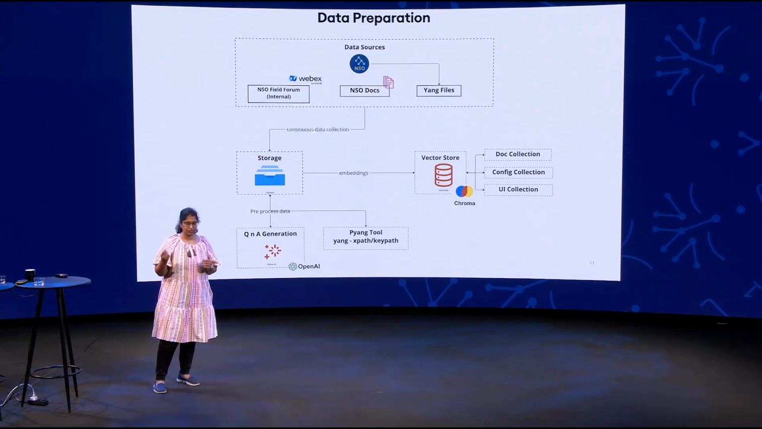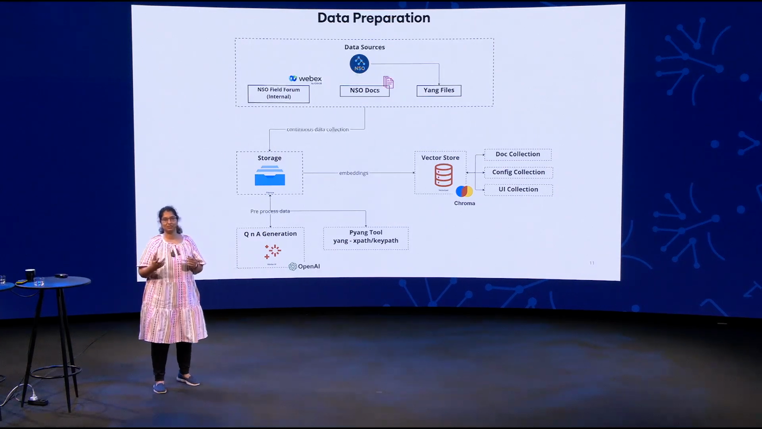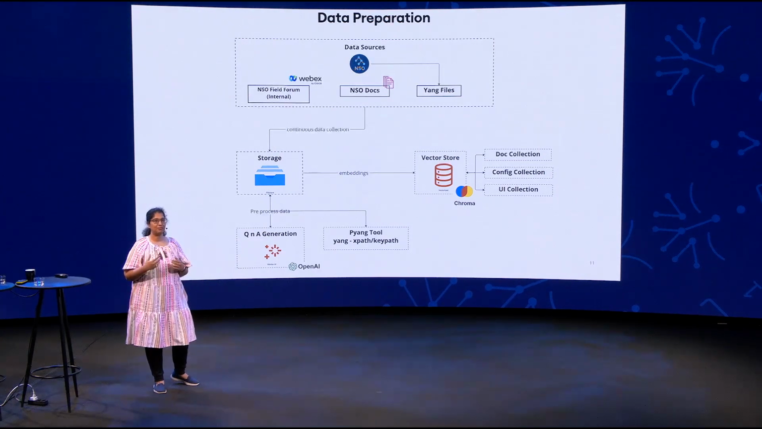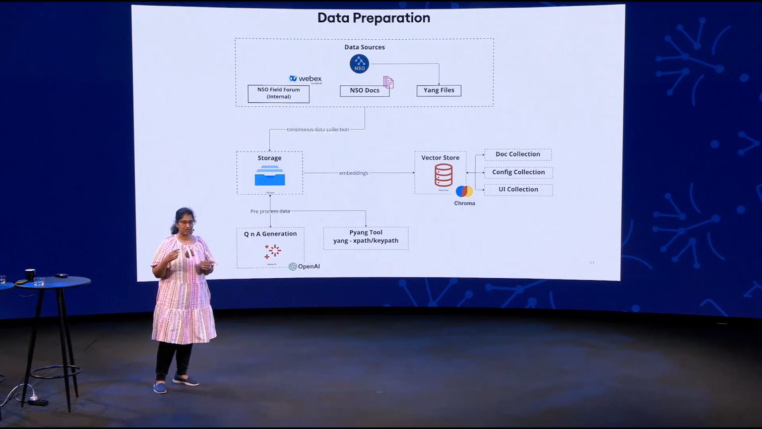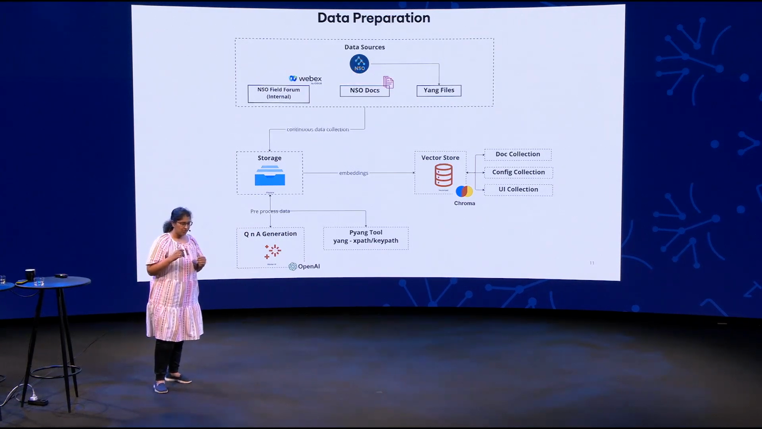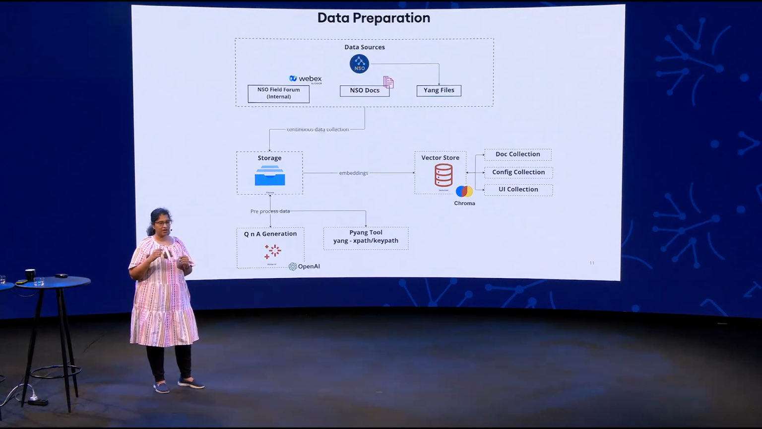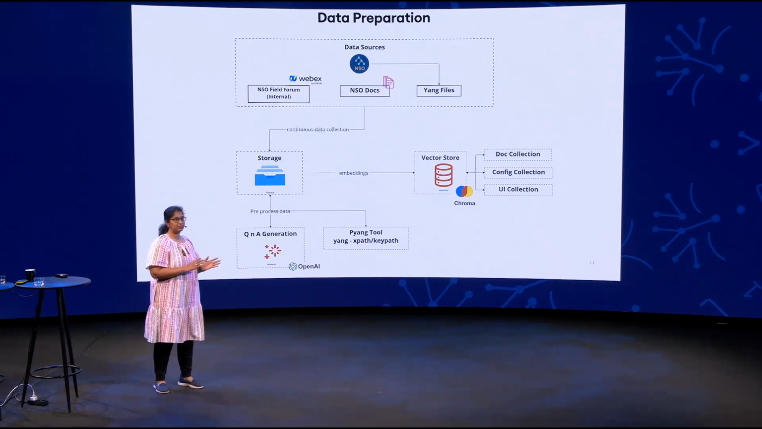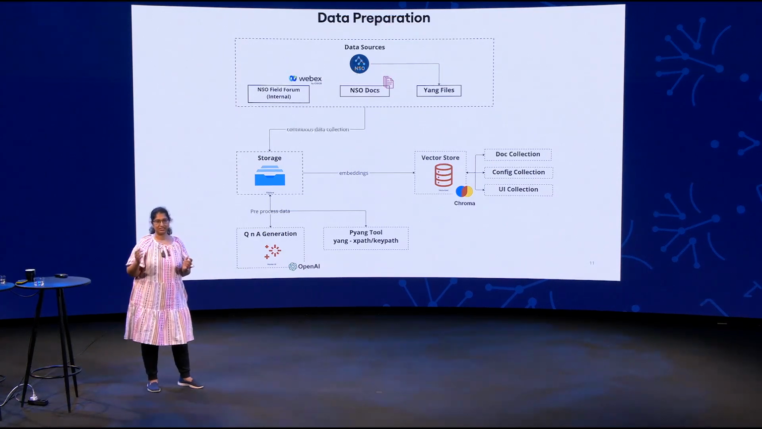Here we have used models like DistilBERT for the doc collection and MPNet base v2 for our config and UI collection. These have dimensionality of around 300 and 700 plus. Once we get all the questions and answers from our field forum data, we convert them into embeddings and build our knowledge base in our vector store in collections. So the field forum data goes into the doc collection.